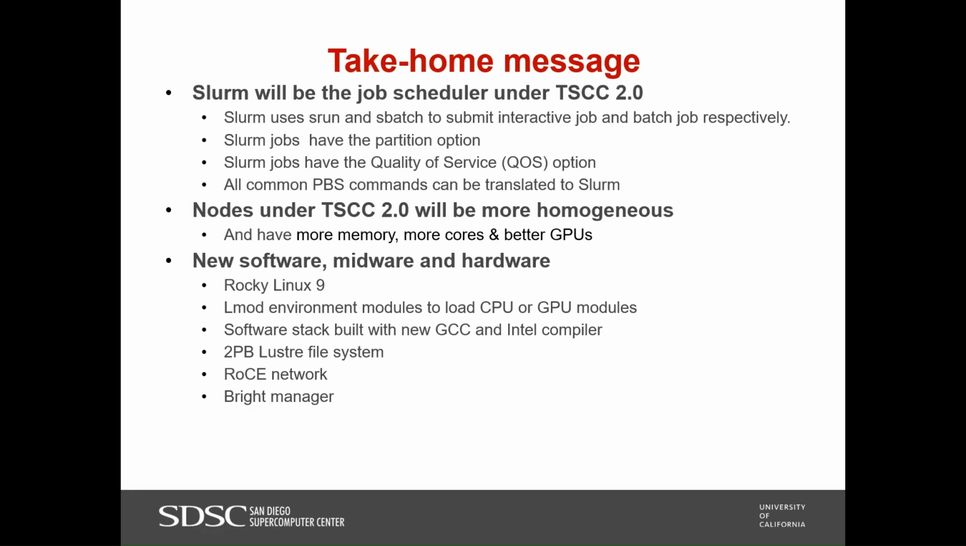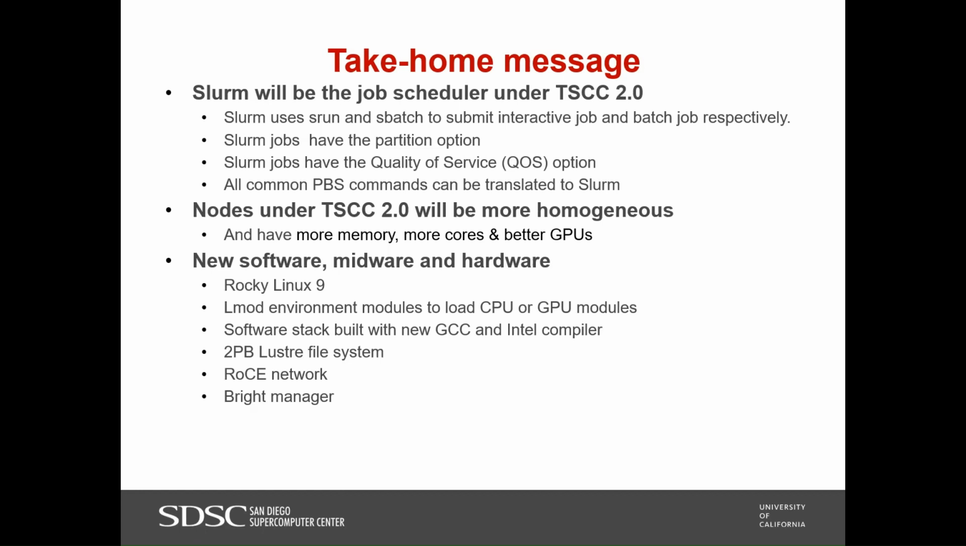The nodes under TSCC 2.0 will be more homogeneous, and we will have fewer types of CPU and GPU nodes. But generally speaking, they will have more memory, more cores, and better GPUs than now.